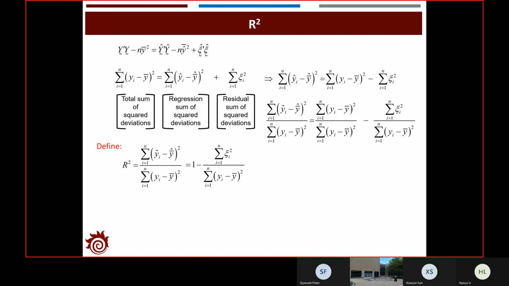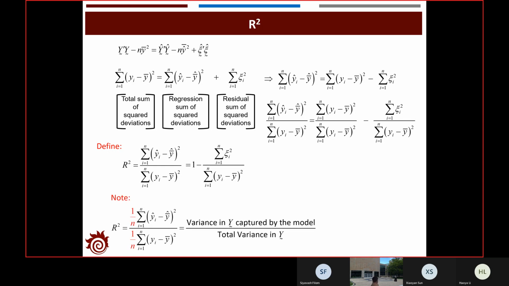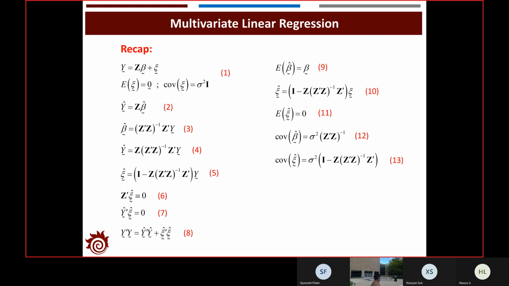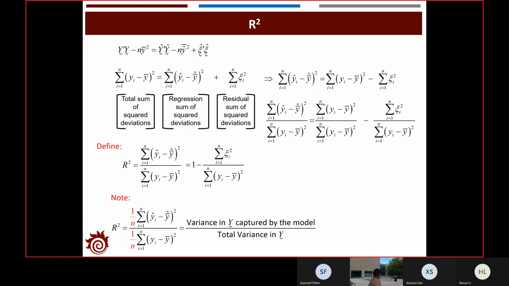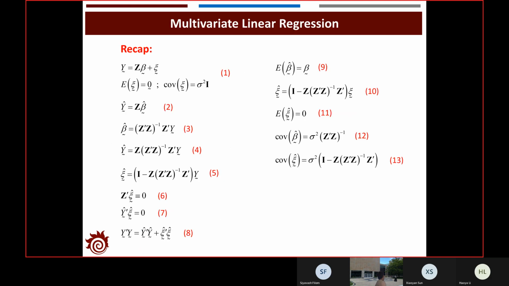Or it equals 1 minus the summation of the epsilon squared divided by the total value. And if you check the more detailed definition, R squared equals the variance in Y captured by the model divided by the total variance of Y, which is the part explained by the model relative to the total deviation. So that's the R square.